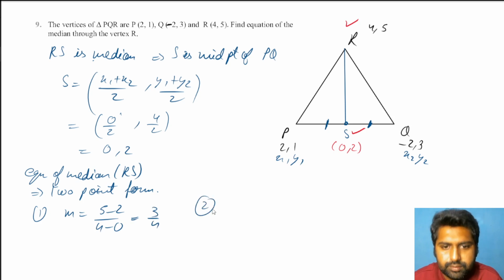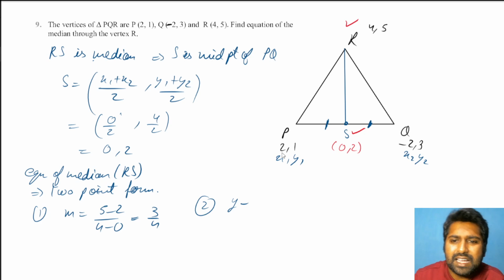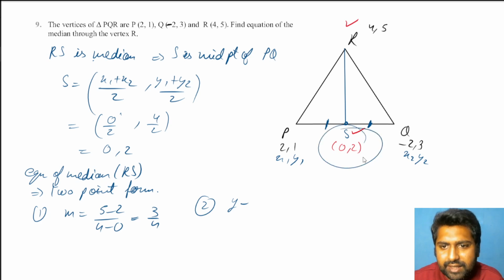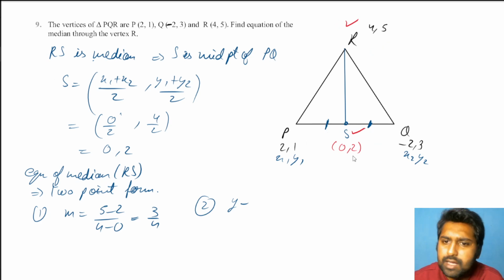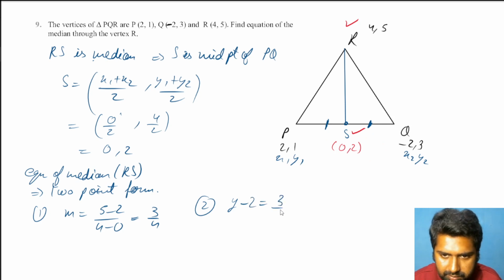Second step was using the slope point form. So y minus y1. Now y1 can be any point. I told you, you can take this as your x1, y1 or this as your x1, y1. It's your call. Both will give you the same equation. I'm taking this one because it's simple. So y minus 2 is equal to m, that's 3 by 4, x minus 0.